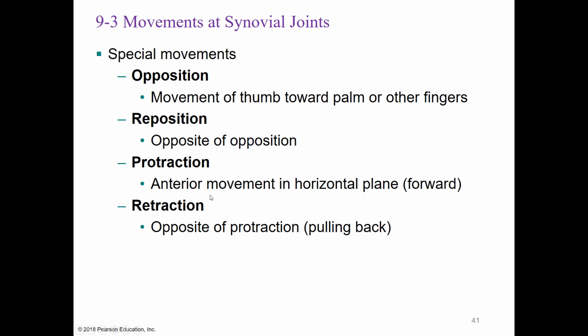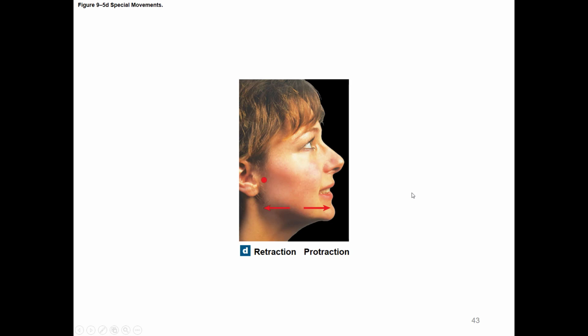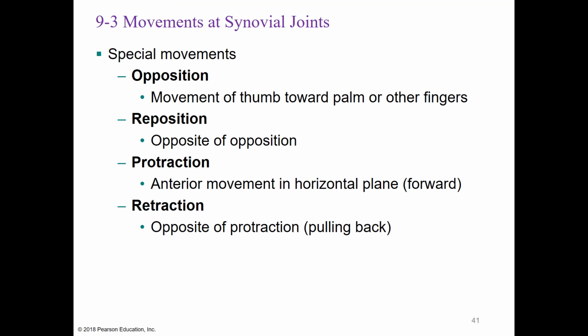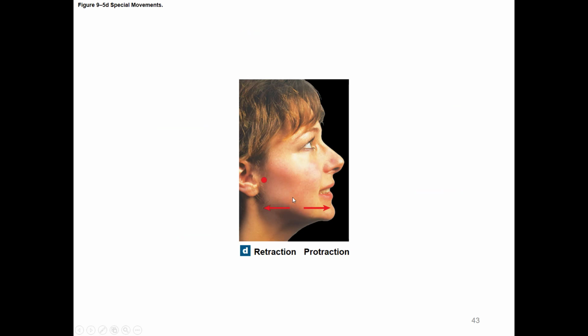Protraction is an anterior movement in a horizontal plane. If we're talking about the jaw, this would be to jut the jaw forward. So protraction, to jut the jaw forward, give yourself an underbite. Retraction would be the opposite of protraction, to pull back. So if we're talking about the jaw, to pull the jaw back in again would be retraction.